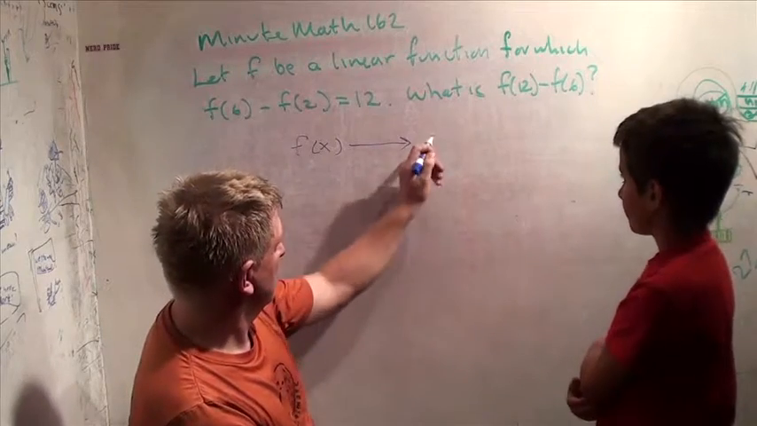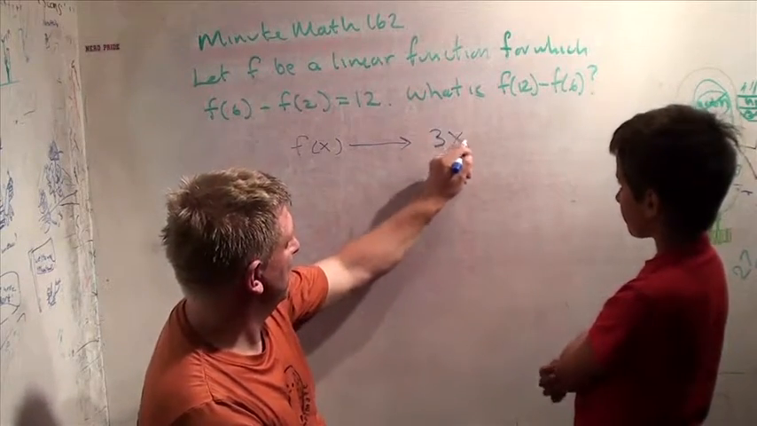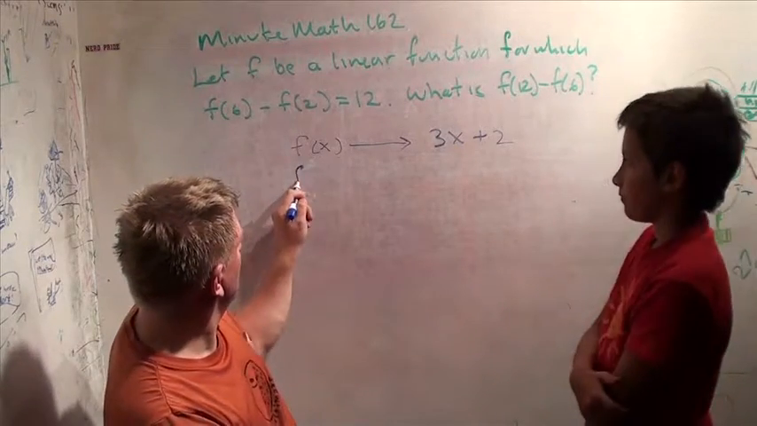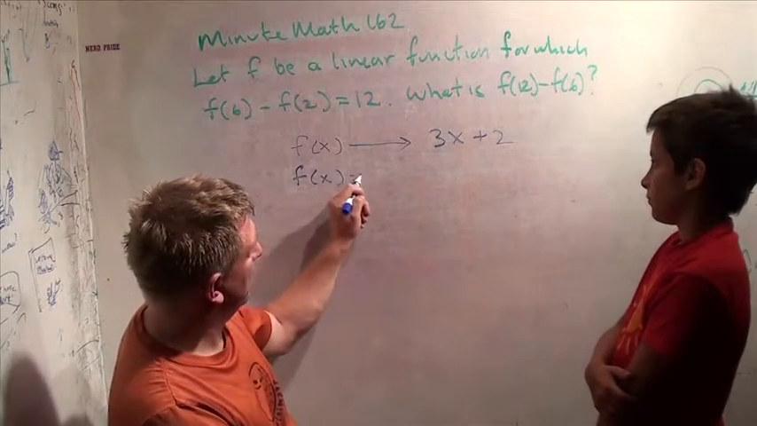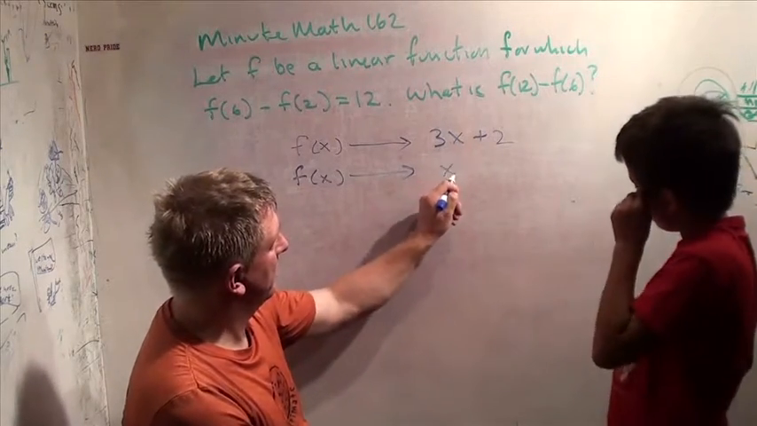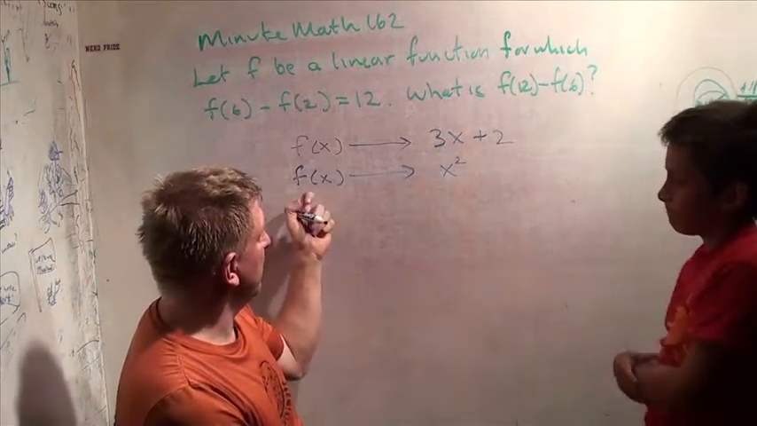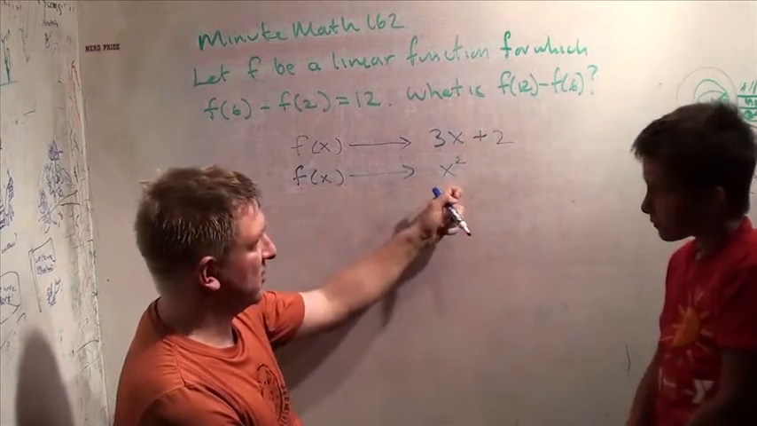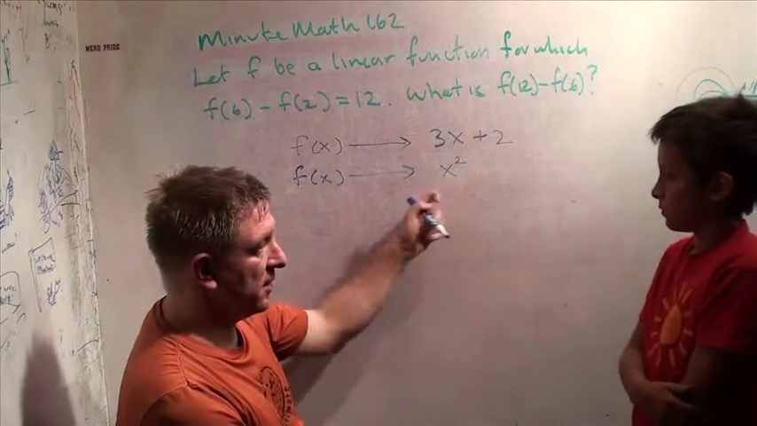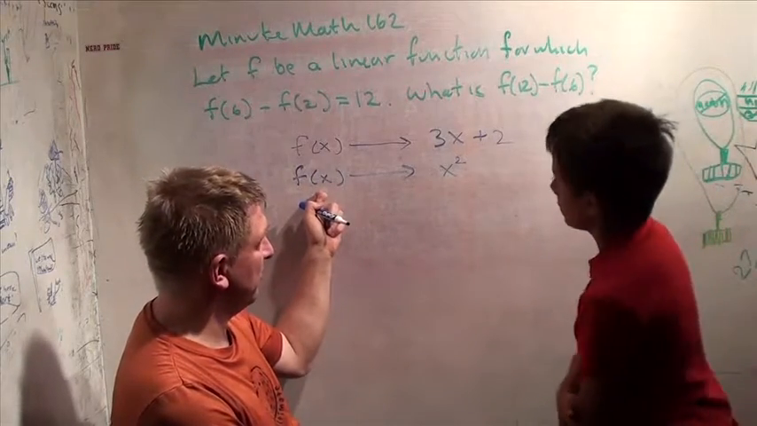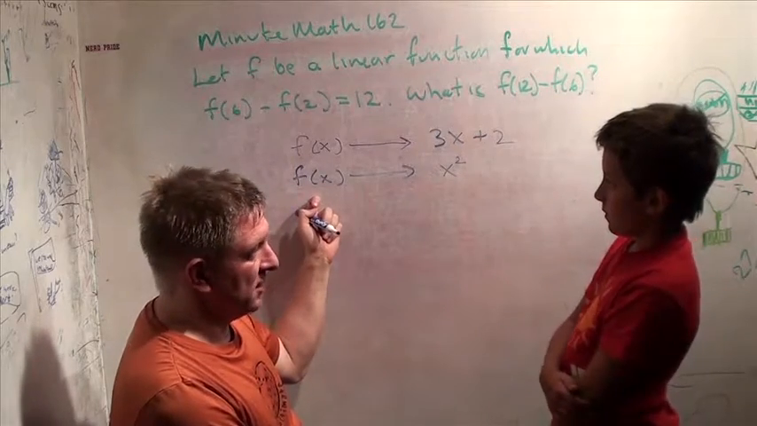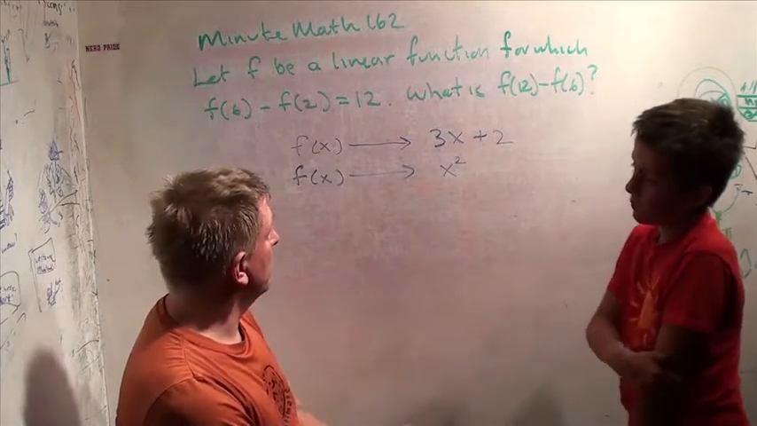Like 3x plus 2, for example. Or a function might take a number and turn it into x squared. So if f of x is x squared, the function takes a number and squares it. If I gave you the number 2, what would f of 2 be? It'd be 4. What would f of minus 2 be? It'd be 4, right.